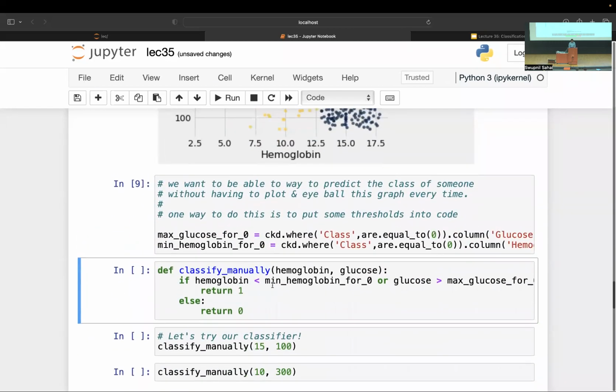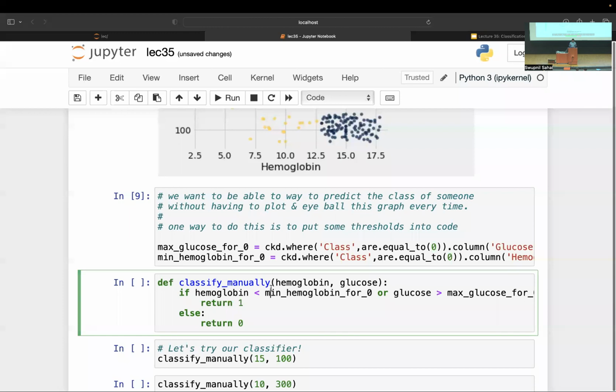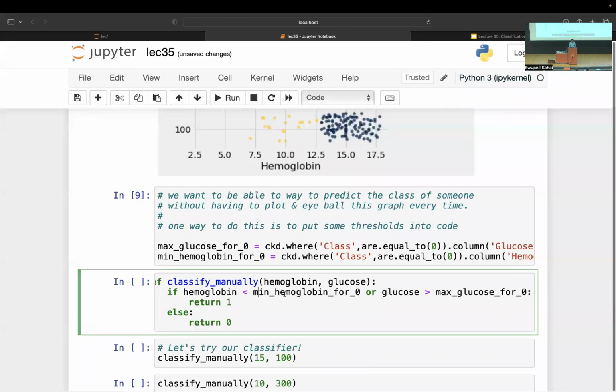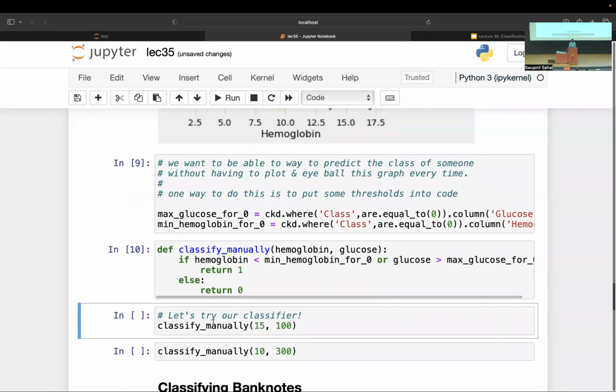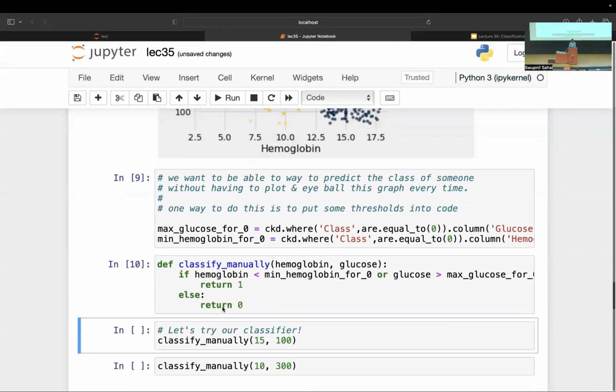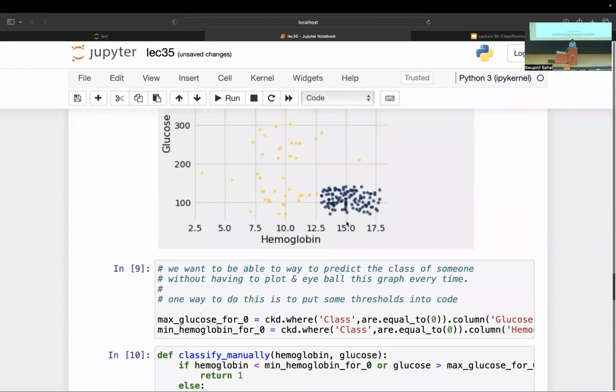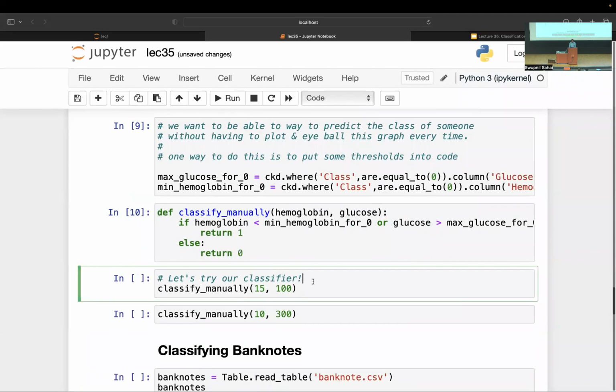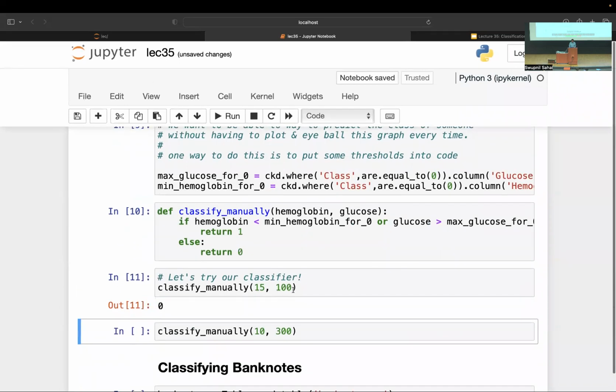If we wanted to actually make a classifier, this is a very explicit classifier, but it is a classifier nonetheless. We could just put in the rules that we just said. If hemoglobin is below that minimum value or the glucose is above that maximum value, then we return 1. Otherwise, we return 0. We can run this and try it out. For example, we could try 15,100. That would be right here, so we'd expect this to be blue. We try this out, and we get 0 as expected.